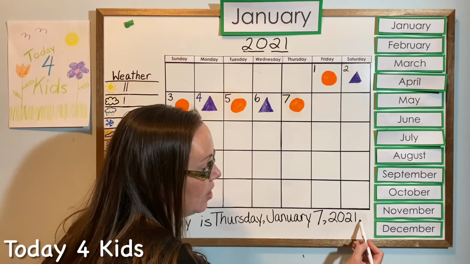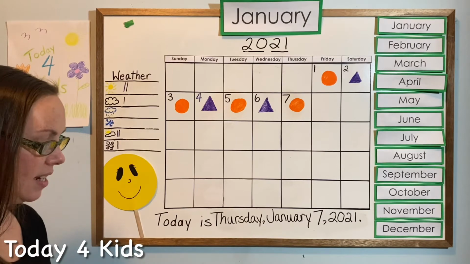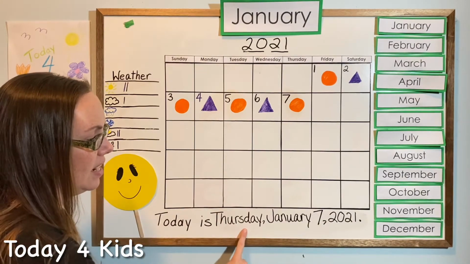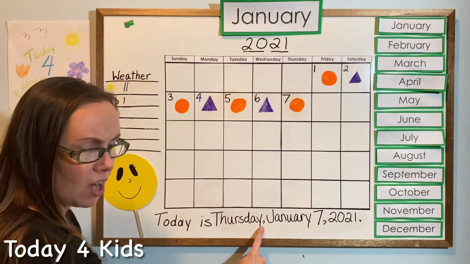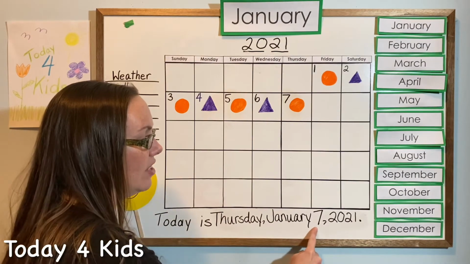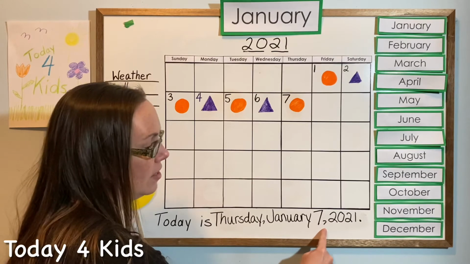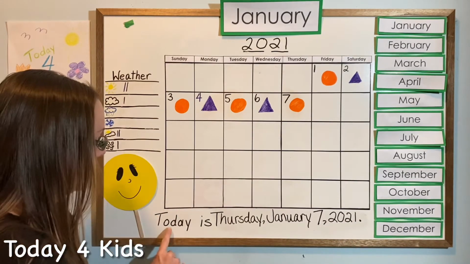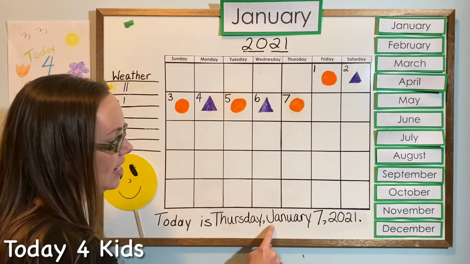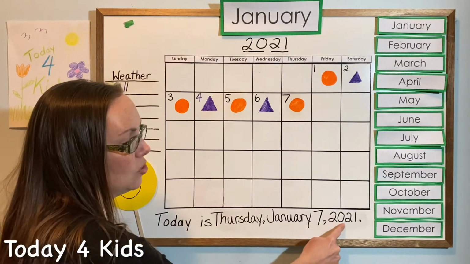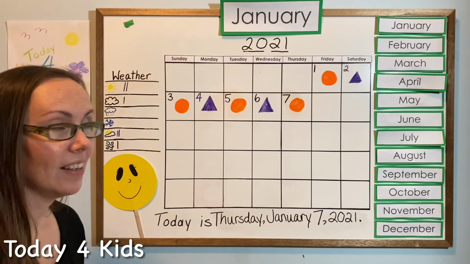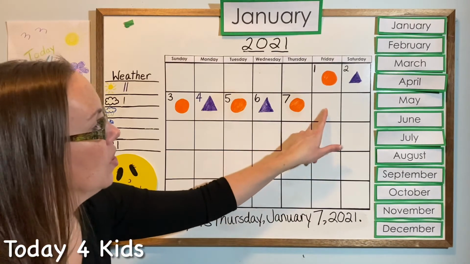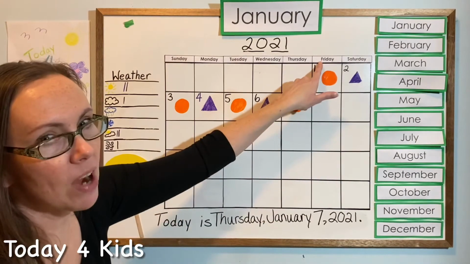2021 and then a period because that is the end of our sentence today. Let's say it together. Today is Thursday, comma, so we'll pause. January 7th, pause for your comma. 2021, period. One more time. Today is Thursday, January 7th, 2021. Good job. So if today is Thursday, tomorrow will be Friday.